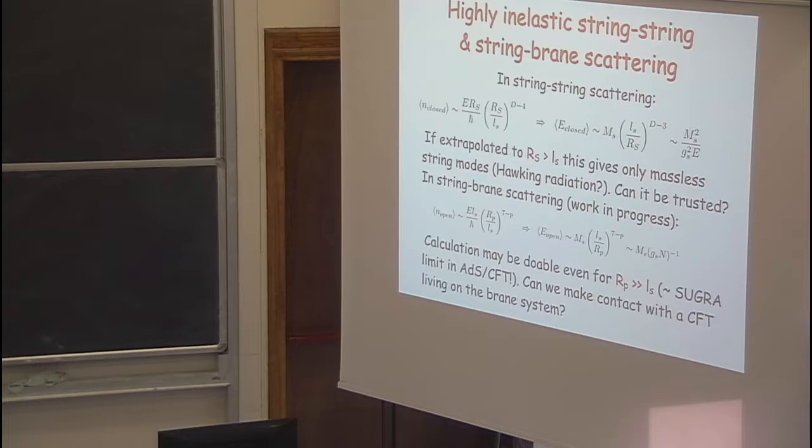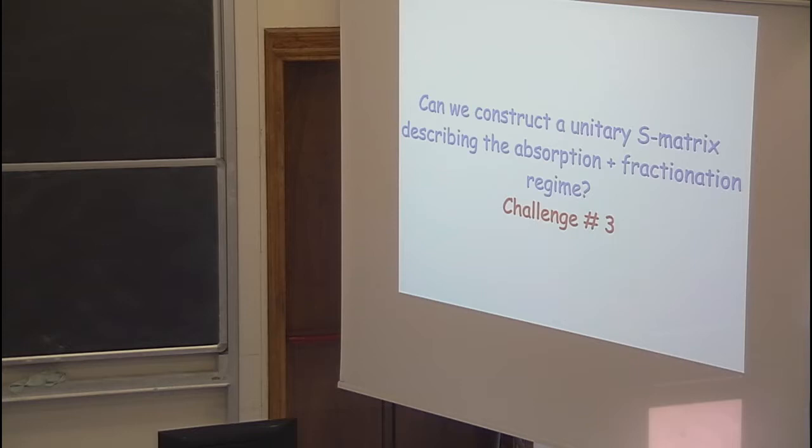In the string-brane scattering, something similar happens, and the number of open strings that you produce tends to be so large that each one of them again becomes massless. So the hope is to make contact with some CFT which lives on the brane system in that limit. But this again is a challenge for the future. So, can we construct a unitary S-matrix describing the absorption and fractionation regime in the string-brane collision? This would be the analog of seeing how information is preserved when you form a black hole, although we think it's a more tractable problem, but still not an easy one.